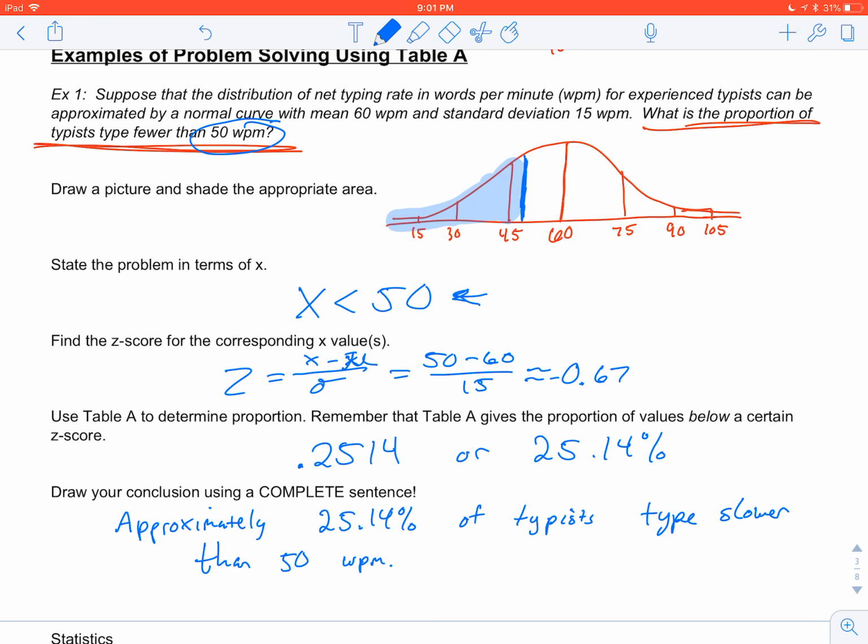But this simple sentence, just to draw a conclusion, helps to conclude the problem as a whole and also ties in the context of the problem as well. So that type of problem, we're just going to the left of a z-score. It's pretty straightforward. You just find the z-score from table A and you convert it to a percentage and then you write your sentence.